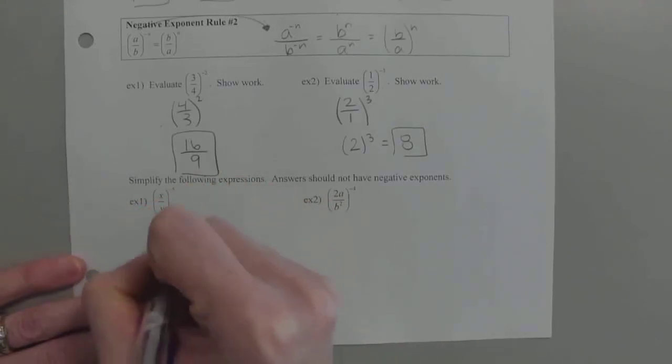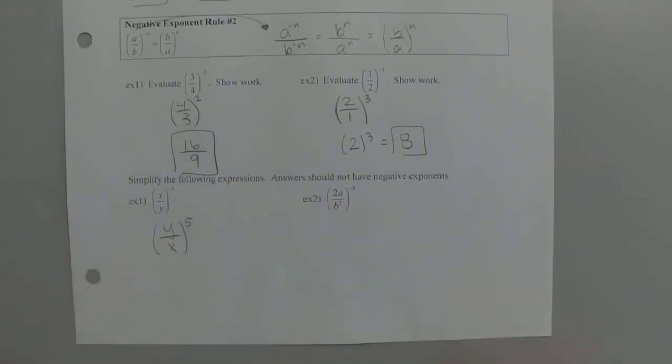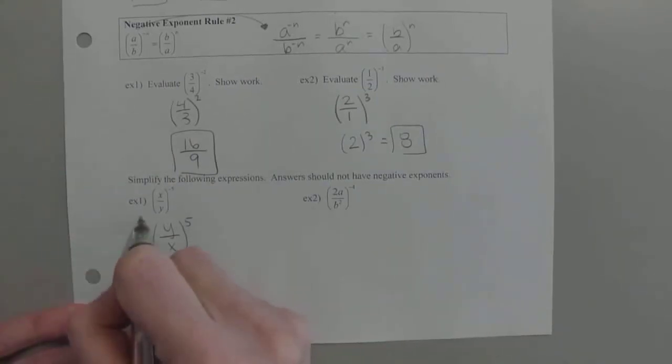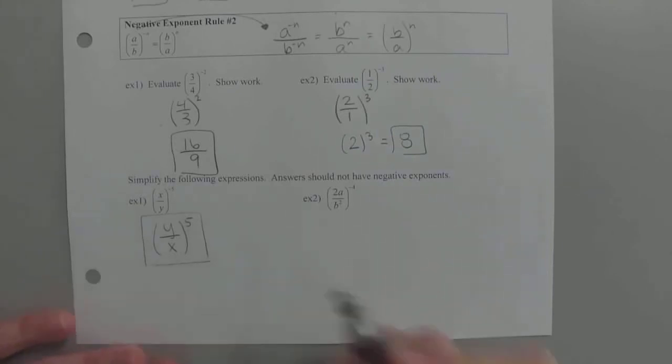So x over y, all of it's to the negative 5th power, so we want to flip-flop it so they're happy. Y is now over x, and it's going to be to the 5th power. And that should be good enough, okay? So we are done. Because we don't know what y or x are.